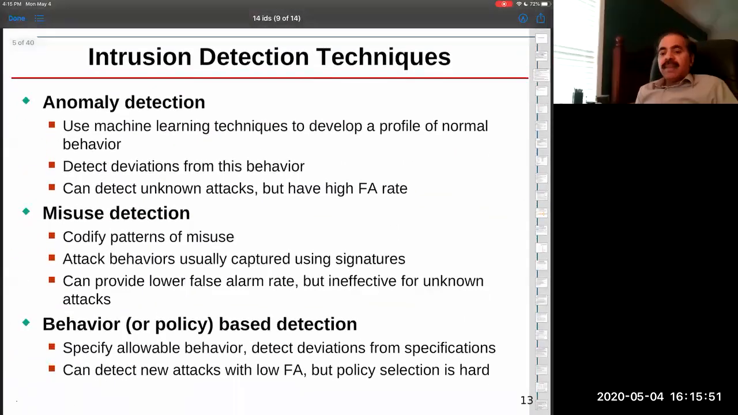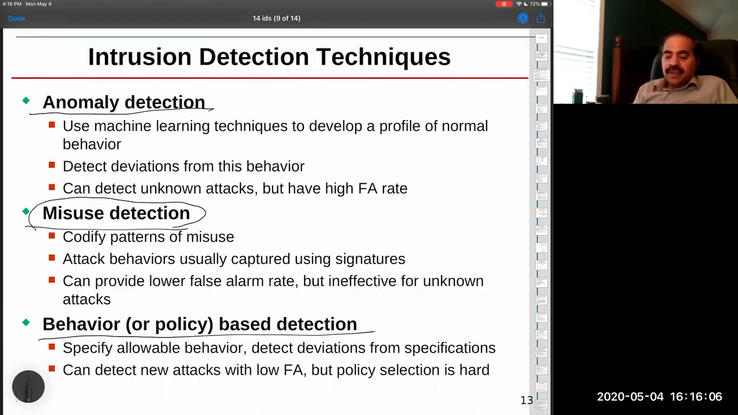So in terms of the methods used for intrusion detection, historically there are 3 broad categories, right? The oldest technique is what is called misuse detection. And the idea is that because you have seen attacks in the past, you can very precisely identify how these attacks were carried out. That is why this is called misuse, because you're trying to capture the behavior of specific attacks.